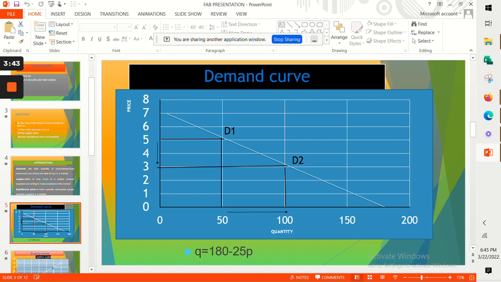On the demand curve, the higher the price, the lower the demand, and the lower the price, from where you can see where I'm pointing, when the price goes down, then the quantity increases. So the lower the price, the higher the demand.